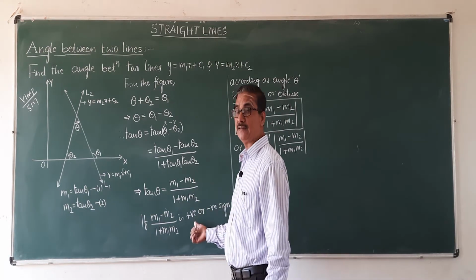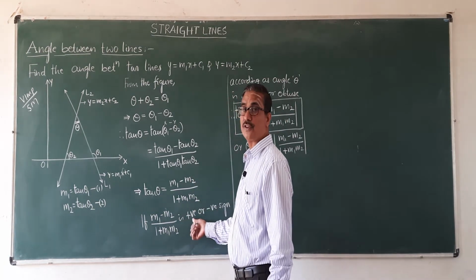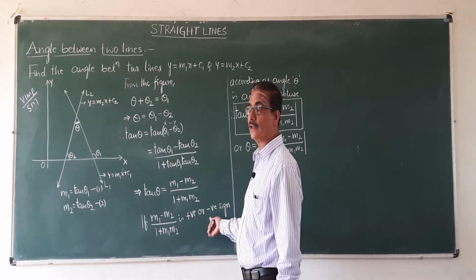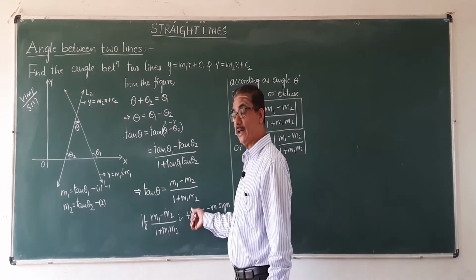If angle theta is acute angle, its value is positive. If angle theta is obtuse angle, its value is negative. Obtuse angle gives a negative value, acute angle gives a positive value.